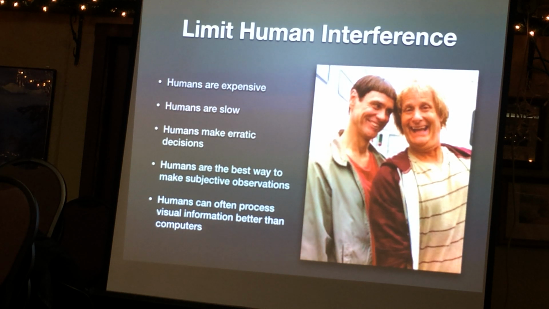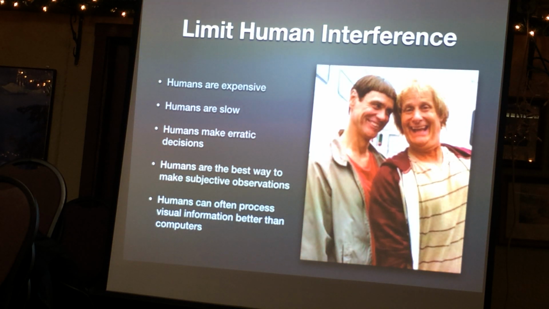So, the last portion of this is to limit human interference, because again, humans are erratic creatures. So here are the basic things. Humans are expensive. If you're having to pay a human to fill out data for you, it's going to cost you a lot of money. If you can do it in an automated fashion, it would be a lot less. Humans are slow. It's going to take a lot of humans to do the same amount of work that a machine can do in half the time.